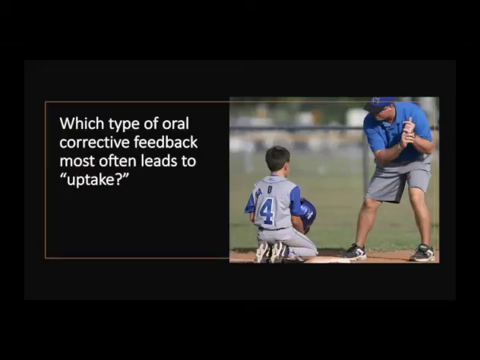Which type of oral corrective feedback most often leads to uptake for learners? So in other words, we're talking about how learners take the feedback and correct or don't correct their errors. The highest uptake is elicitation, where teachers repeat the student's sentence up to the error, and they give students the time and the indication to self-correct. Recasting is most often used by teachers, but has the least uptake by students.